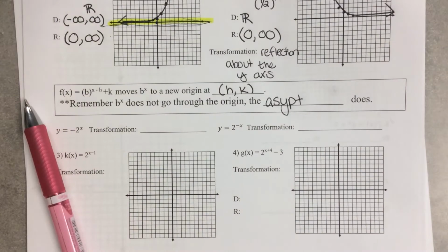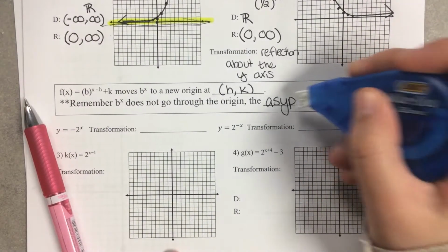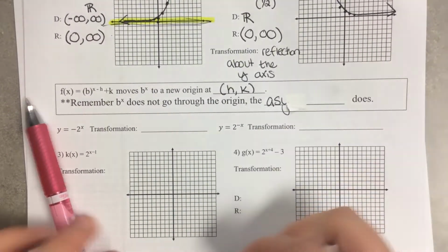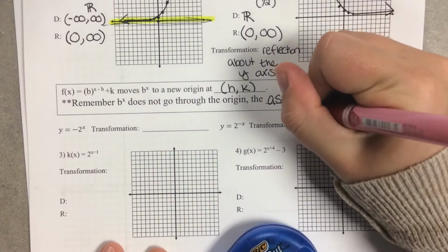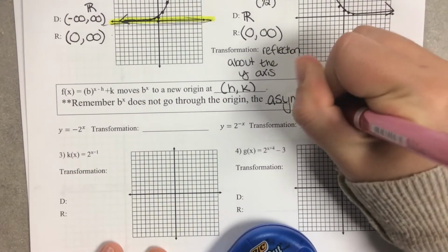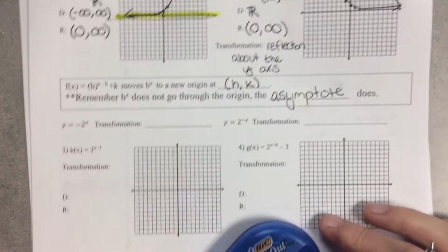And I misspelled it, of course. Asymptote has an M in there. Asymptote. There we go. All right, so it's called an asymptote.